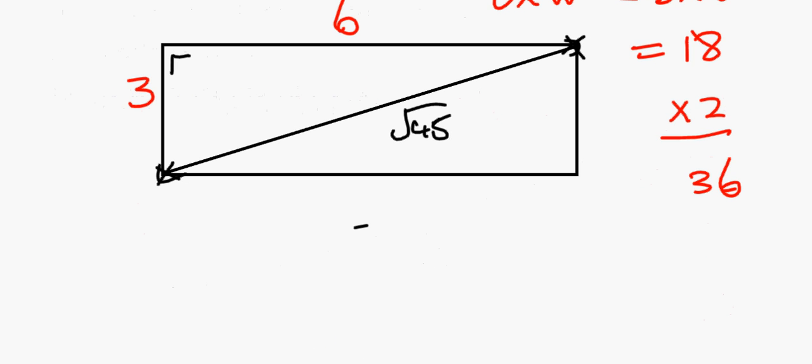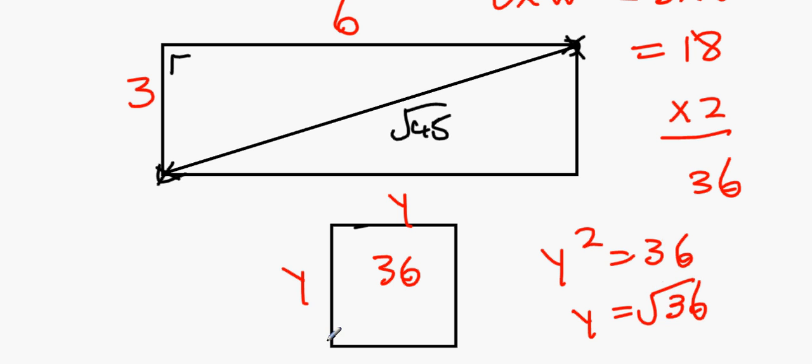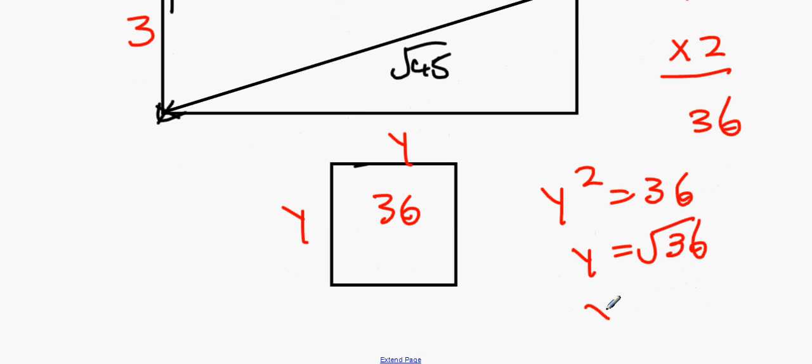So the area of this square is going to be 36. So we know that it's 36, and we know that the length and the width had to be the same. Therefore, y squared equals 36. y must be the square root of 36. y equals 6. The length and width of this square is 6 centimeters. Just keep an eye on your units.